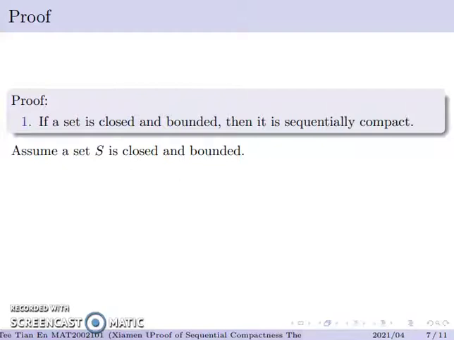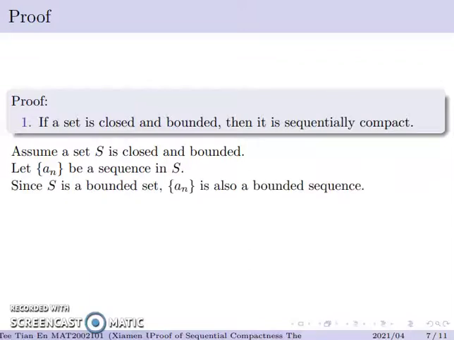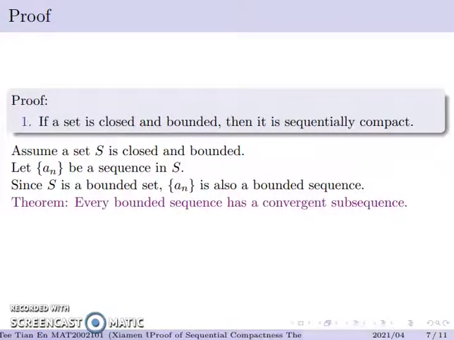Next, we have to define a sequence AN which is in the set. And since S is a bounded set, which we assume, AN is also a bounded sequence, right? Because we can always find a number M which is bigger than or equal to the sequence. And we have this theorem: every bounded sequence has a convergent subsequence. So this bounded sequence AN will have a convergent subsequence.